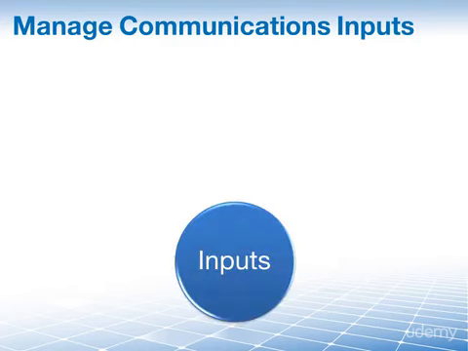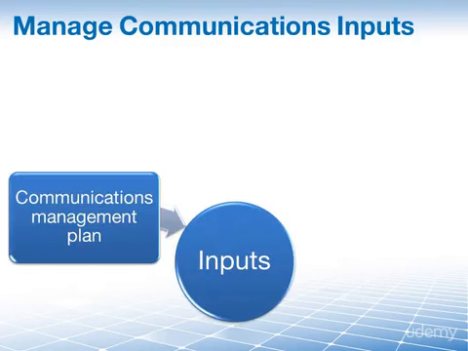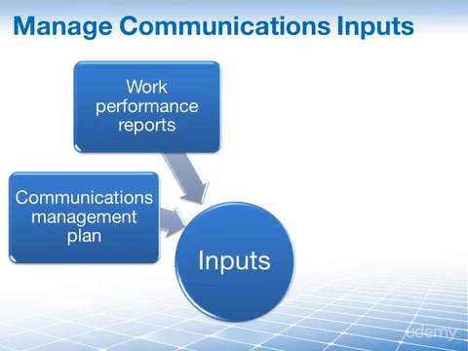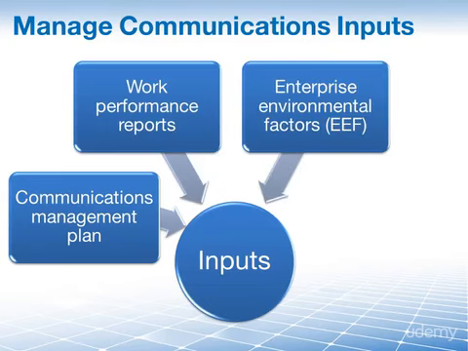We have 4 inputs to this process, and the first one is the communications management plan. This one is obvious. We need this plan because it tells us what information we're supposed to send out to whom, when it will be sent, how they will receive it, and who is going to send it. We also have the work performance reports and enterprise environmental factors. This makes total sense as well.